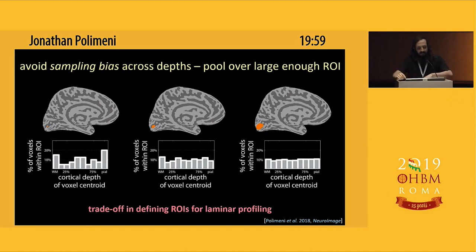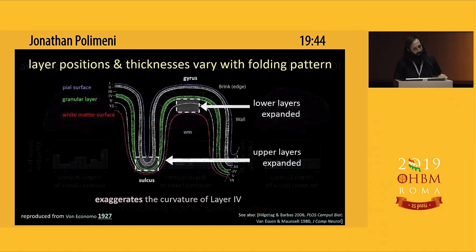So this is a trade-off in defining ROIs for laminar profiling. On the one hand, we want the ROIs to be as small as possible, so that the assumption holds that all of the voxels at any given cortical depth have the same activation within the ROI. We also want the ROI to be large enough to avoid these depth sampling bias effects.